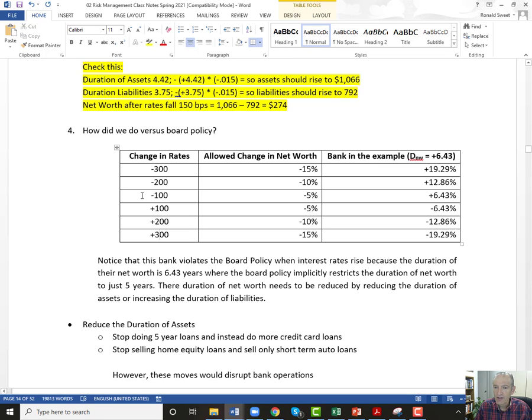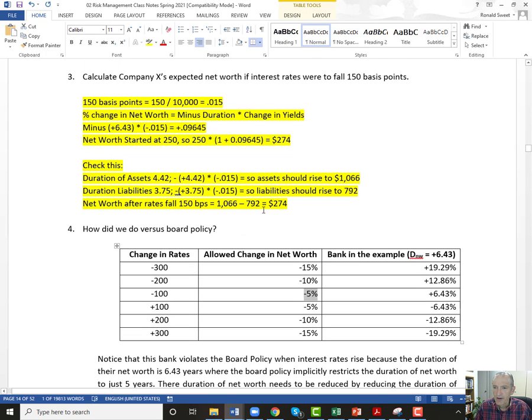All right, so if interest rates were to fall 100 basis points, your net worth should not fall more than 5%. All right, now we know if interest rates were to fall 100 basis points, so minus 6.43 times minus 0.01, that our net worth would actually go up 6.43%.